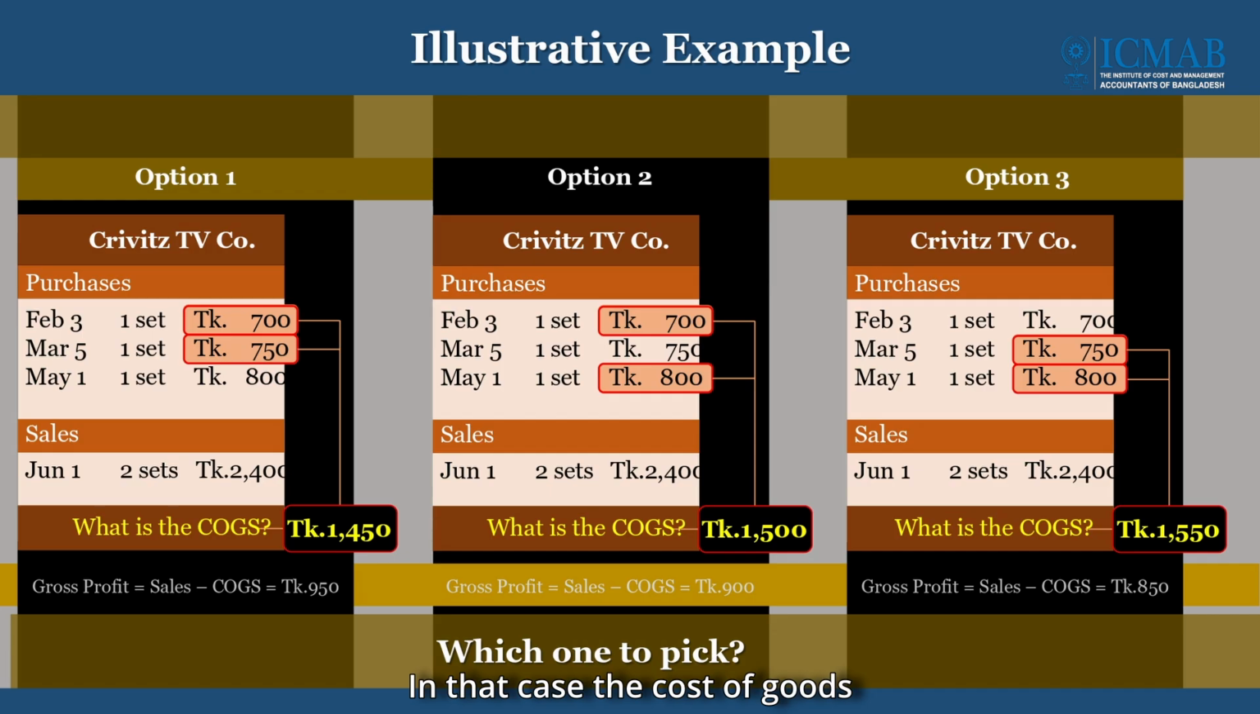In that case, the cost of goods sold will be 700 plus 800, that means total 1500, and the value of ending inventory will be 750, and the gross profit will be sales minus cost of goods sold, that means sales is 2400 and cost of goods sold is 1500, then gross profit will be 900.